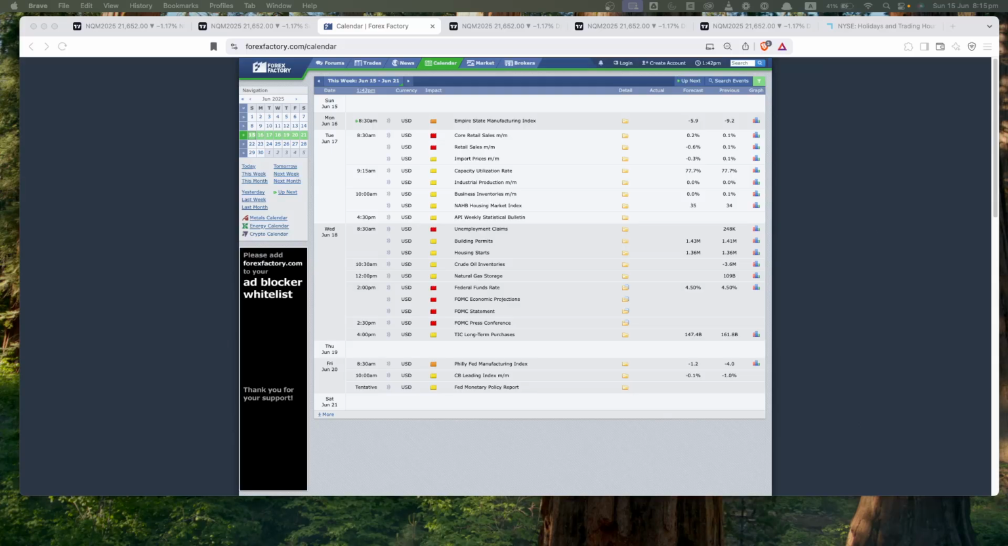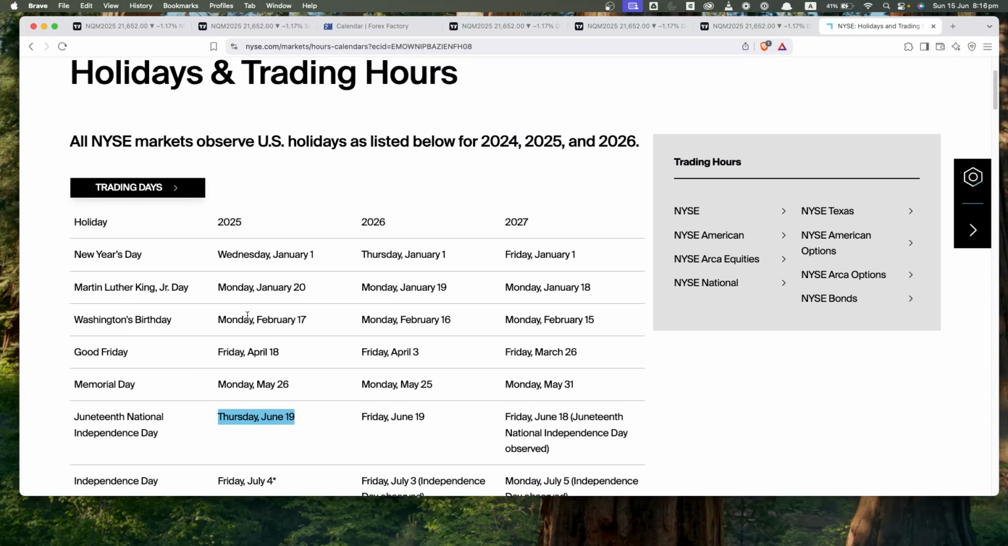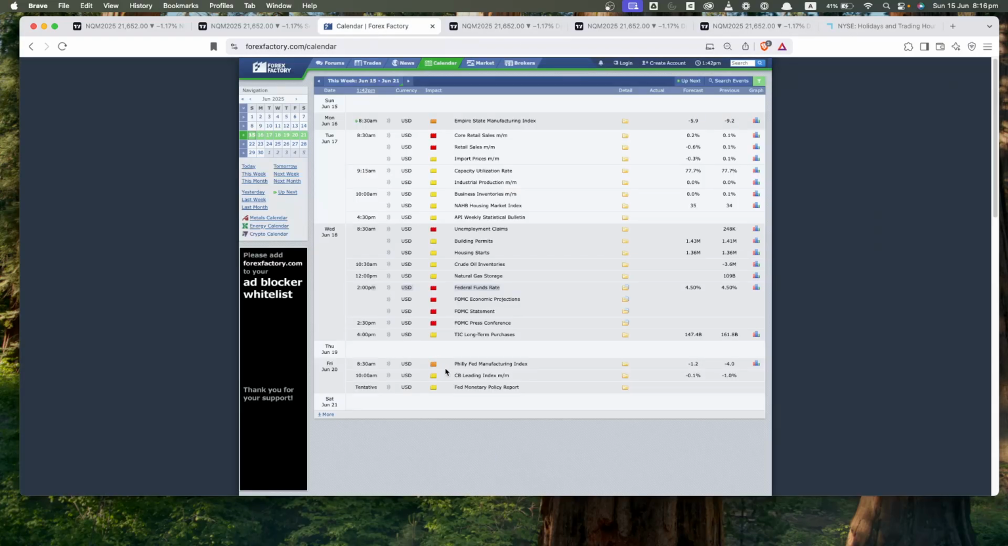So next week, if we look at the calendar, we see that on Wednesday at 2 p.m. we have the FOMC, and then we see that Thursday it's a bank holiday. We can check that on this website, so we can see Thursday the bank holiday, and that means that Friday's not likely to do much. So I'm not really looking for trades either on Thursday or Friday.